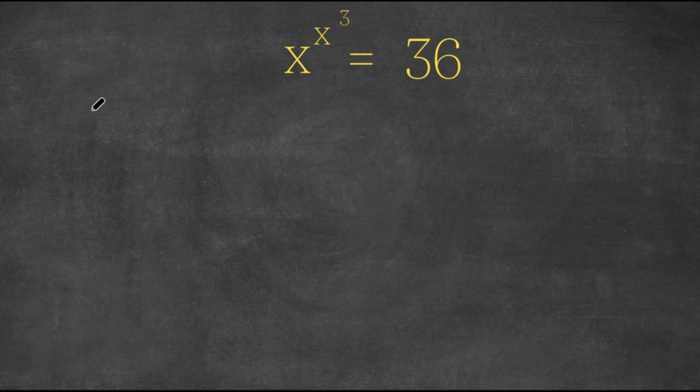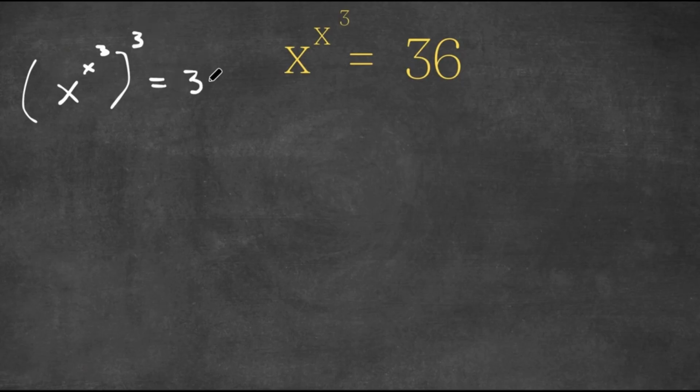So we have x to the power of (x to the power of 3) is equal to 36. Now I'm first going to take the power of 3 on both sides. So now we have (x to the power of (x to the power of 3)) to the power of 3. And now this is equal to 36 to the power of 3.